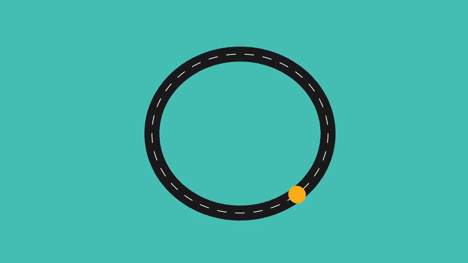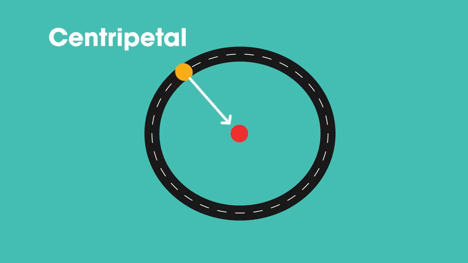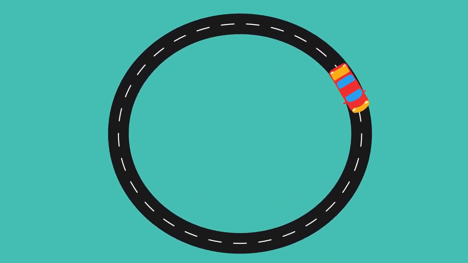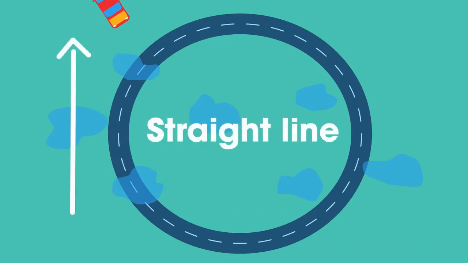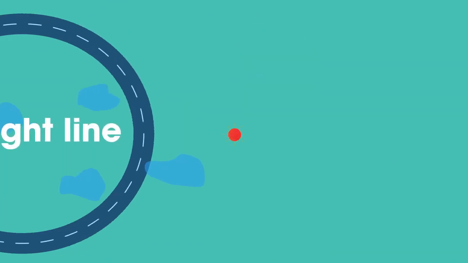So for an object moving in a circular path, there has to be a constant centripetal force which acts towards the center. Look at this car on a roundabout. Here, the tires grip the road, providing the force to enable it to change direction. On a wet or icy road, there is no turning force, so the car goes straight on in a skid.